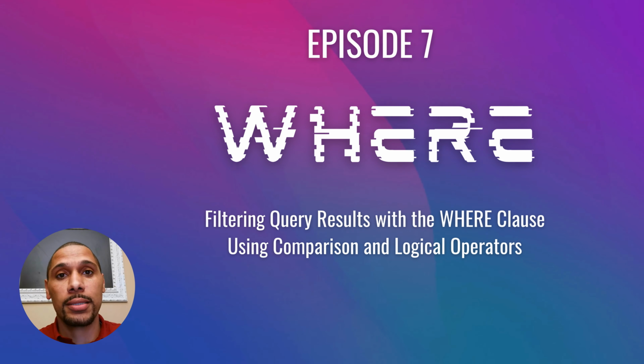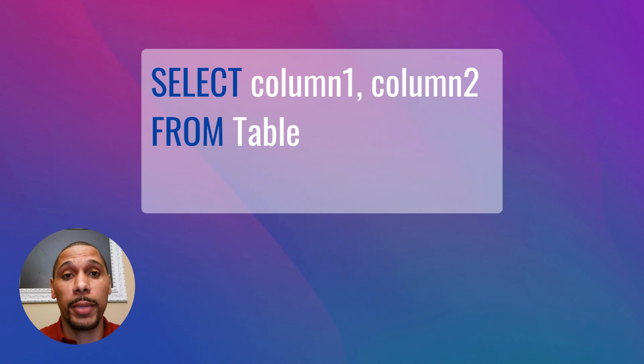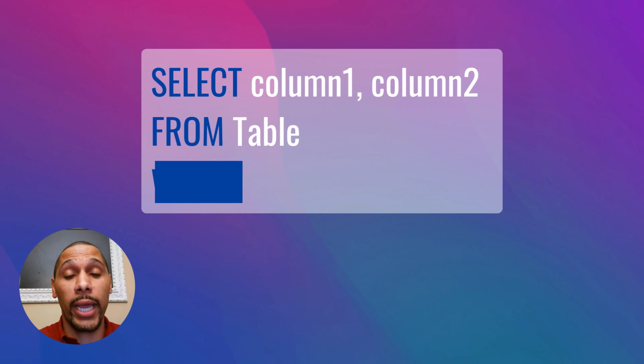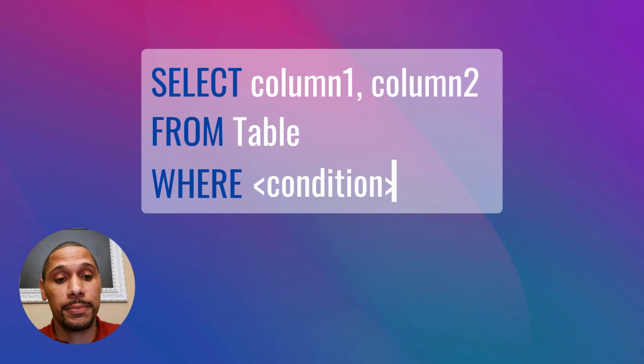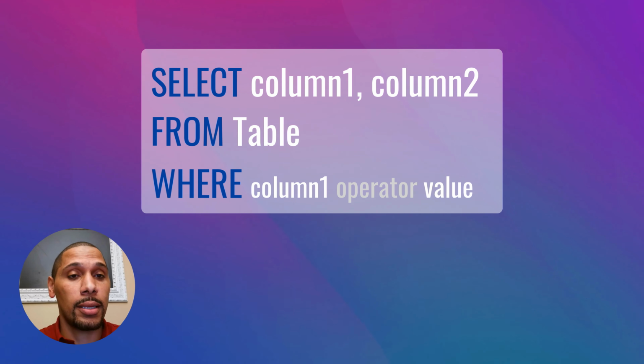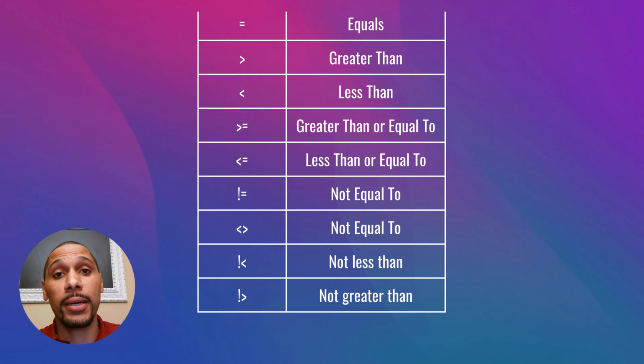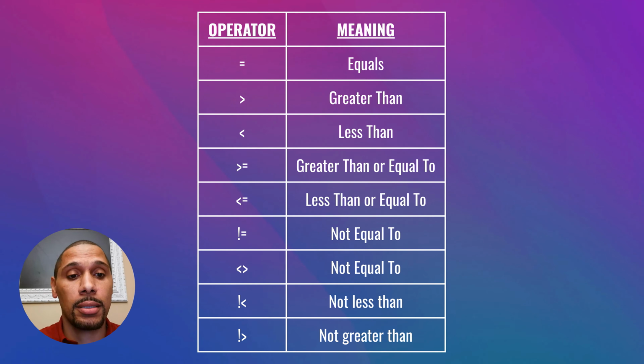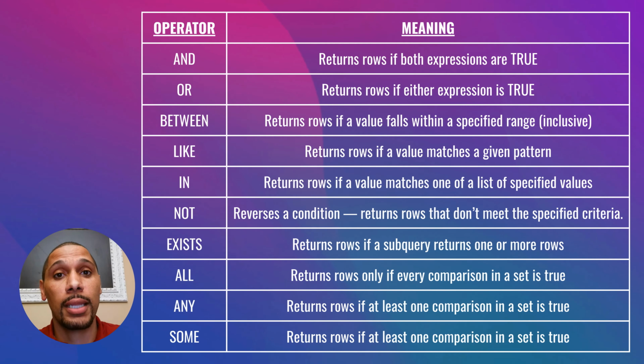A basic where clause looks like this. After we've laid out which columns and tables that we plan to pull our data from, we write where followed by a condition. Now, a simple condition is going to include a column name, some sort of operator, and then a value. Now, you might know what I mean by column name and value, but what's an operator? Well, when it comes to a where clause, we're going to be looking at comparison operators like this and logical operators like this.